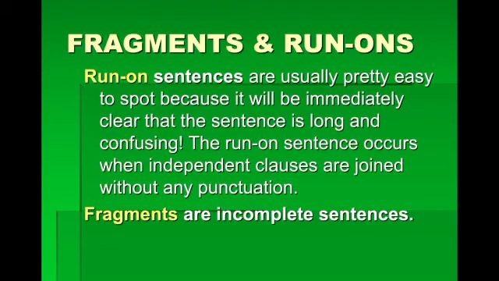So let's start talking about what fragment and run-on sentences are. Run-on sentences are usually pretty easy to spot because it'll be immediately clear that the sentence is long and confusing. The run-on sentence occurs when independent clauses are joined without any punctuation. Now remember, an independent clause can essentially stand on its own. It has subjects and verbs that agree together, but there's several of them put together into one sentence. Fragments, on the other hand, are incomplete sentences. You're missing a subject or you're missing the verb.